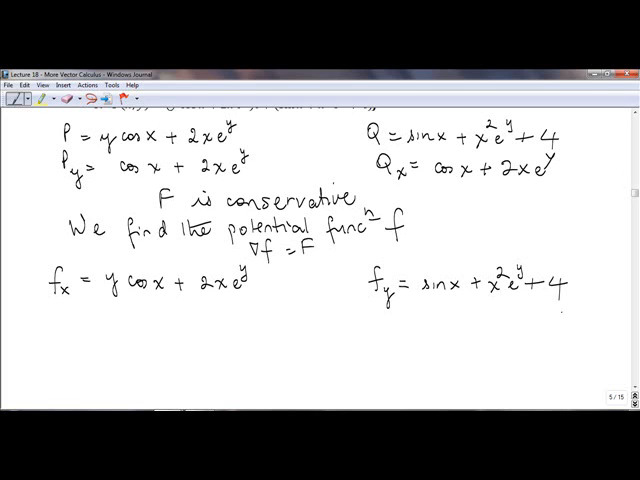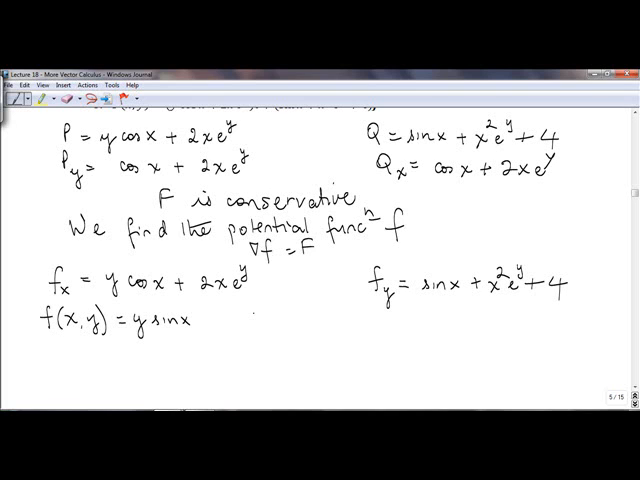So take the one on the left and let's find the potential function. At least find some parts of it. So what are we going to do? Partially integrate with respect to x. One person give me the first term. We partially integrate y cosine x with respect to x. What's that? Y sine x. Good.